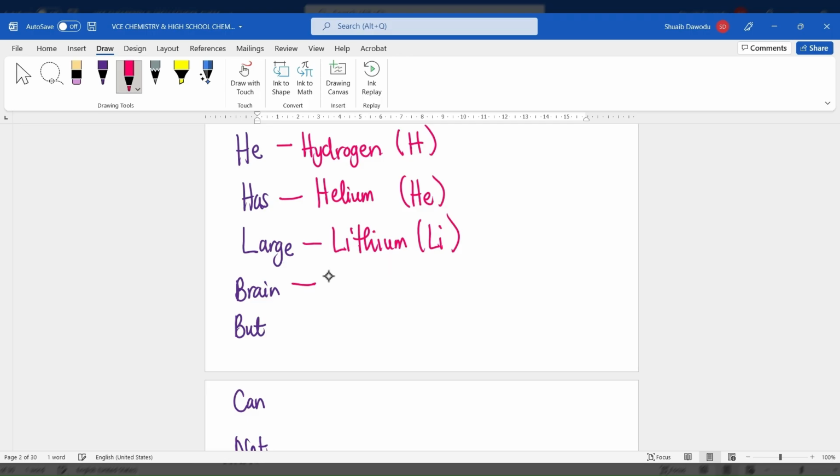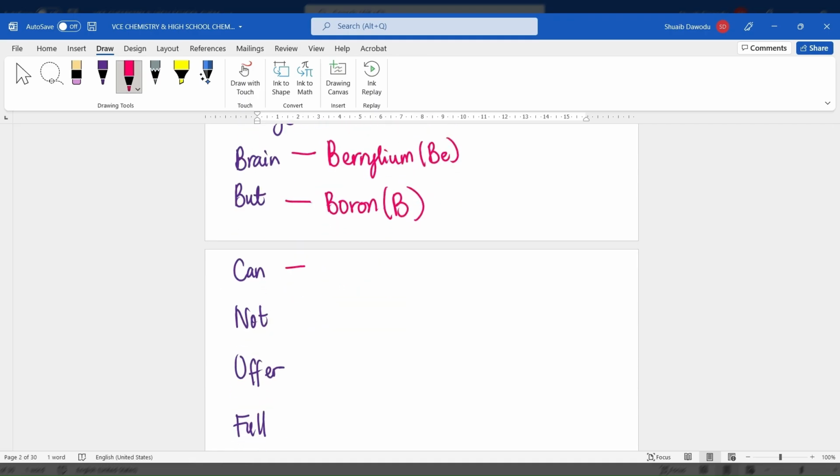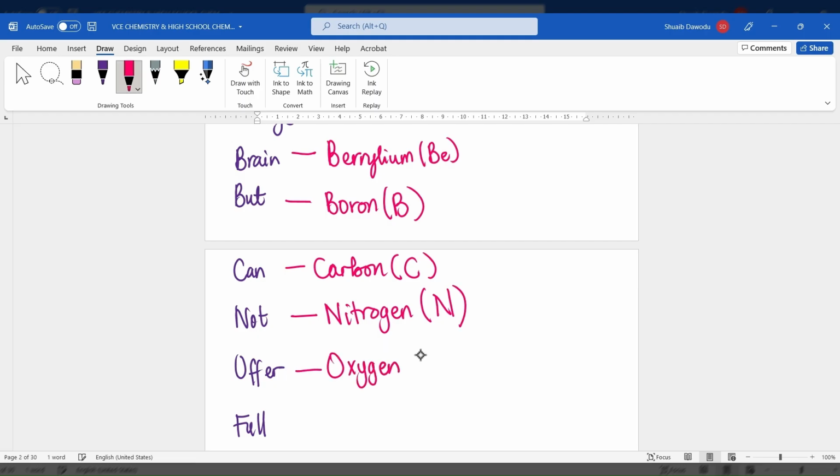We've got B, which is just simply beryllium, which has the symbol Be. We have But, which is just simply boron, which has the symbol B. We have can, which simply is carbon, and it has the symbol C. We have not, which is simply nitrogen, and it has the symbol N. We have offer, which is just simply oxygen, and it has the symbol O. We have full, which is simply fluorine, which has the symbol F.